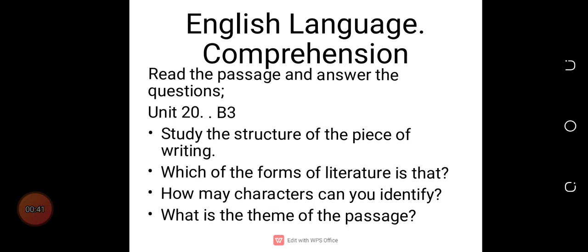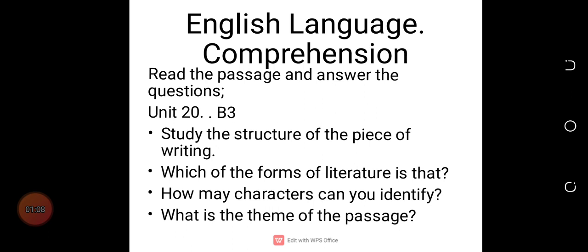Then have answers to these questions. Which form of literature is that piece of writing, the form or the type of literature that it is? Then identify the characters in the passage, and also find an appropriate theme for the passage. That's what we are going to look at briefly.